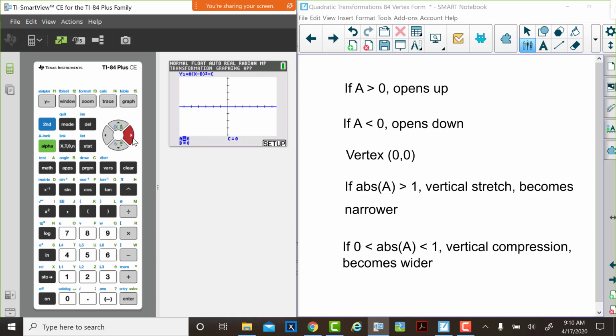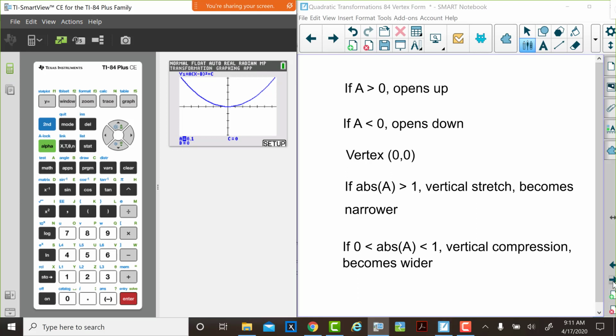If the absolute value of a is greater than 1, it's a vertical stretch. It becomes more narrow. Compared to the parent function in this case, the y values are increasing more rapidly. If the absolute value of a is between 0 and 1, we have a vertical compression. Compared to the parent function, the y values are increasing less rapidly. Notice when Judy enters values such as 2/10, or 1/10, we can see that. So we have a vertical compression.